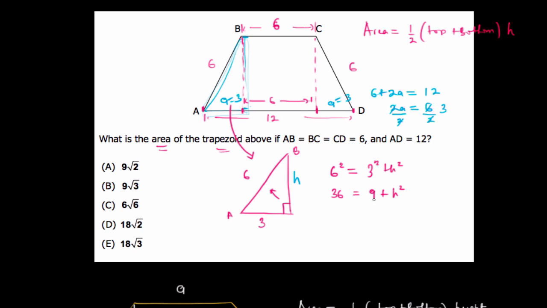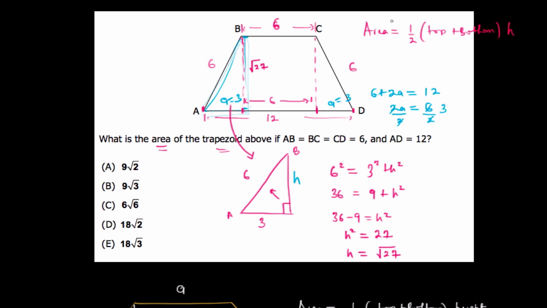So to find h, I'm going to subtract 9 from both sides. So you have 36 minus 9 equals h squared, and 36 minus 9 is going to give you 27. So that implies that h equals the square root of 27. So now my height is the root of 27.